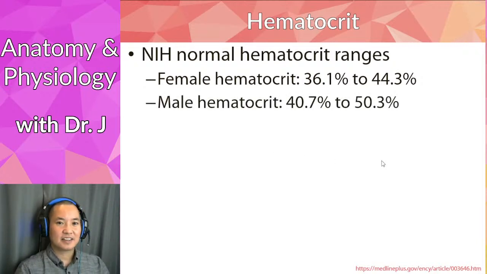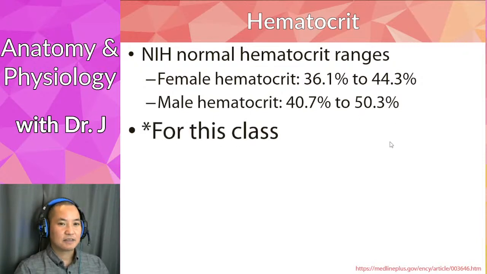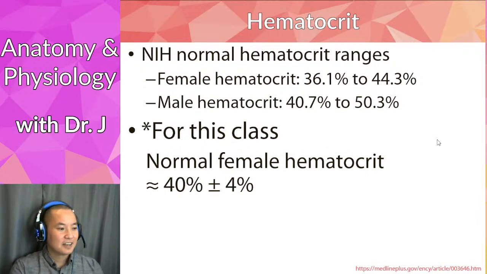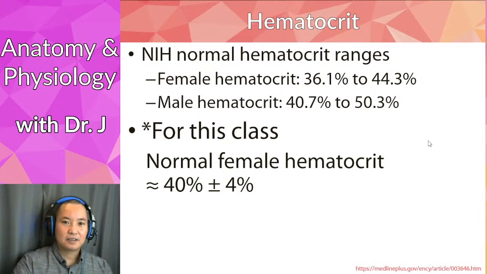Male hematocrit, the average normal range, is a little higher. Notice that instead of the lower bound being 36, now it's up to 40, and the upper bound is at 50 versus 44. Now for this class, do I want you to memorize these percentages to the nearest tenth? I am going to be inexact in this case, and I'll do a little rounding here. What I want you to know is normal female hematocrit is around 40 plus or minus 4%. I think it is off by maybe 1%, and the range is a little bigger in the OpenStax, but we're going to use these values for our class.